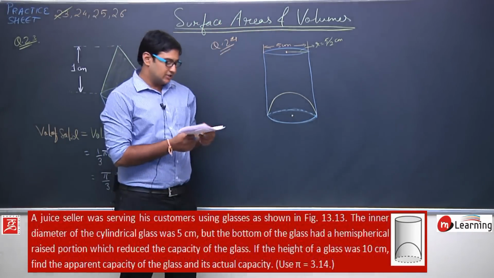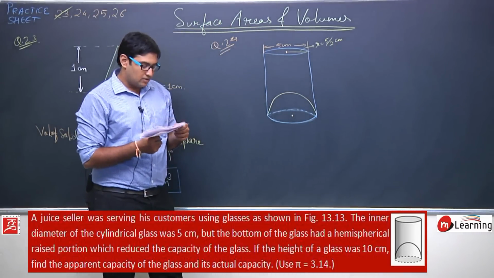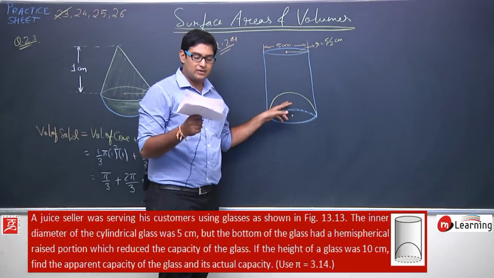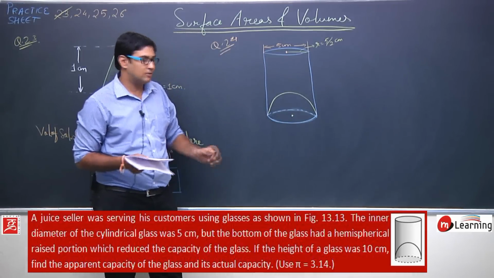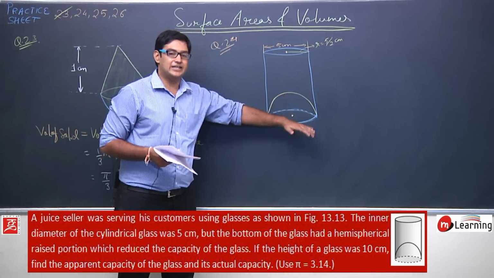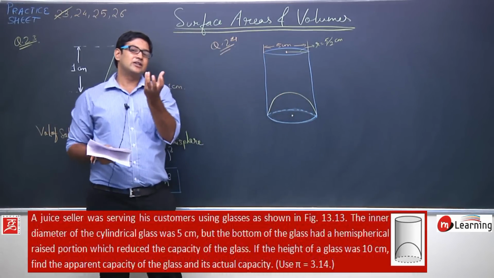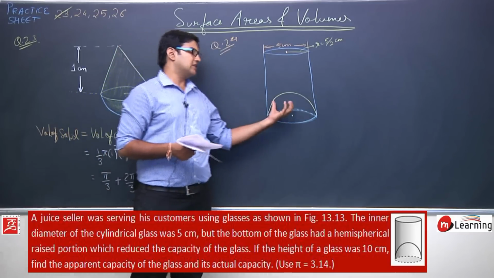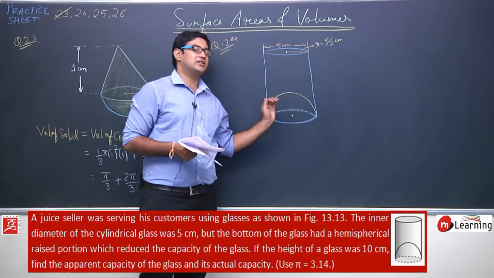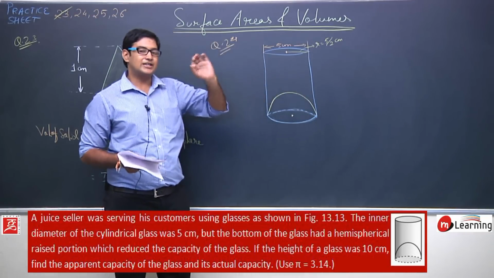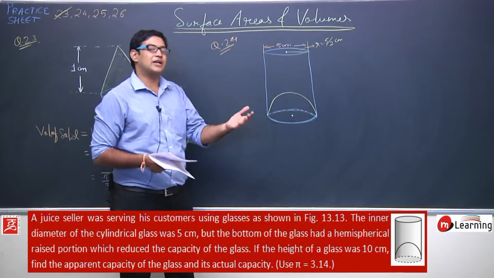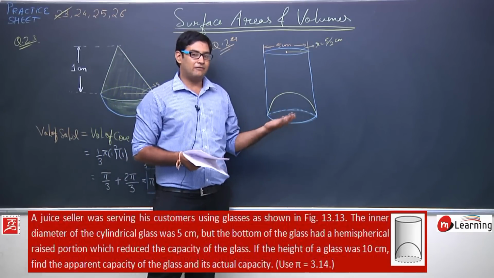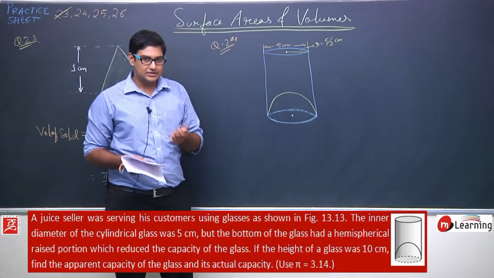So what it says is, in this glass, because of this raised hemispherical portion, the capacity of the glass is reduced. Obviously it will be reduced because this much volume will be wasted. You might have seen the glasses in which there is a design at the bottom, or a raised portion at the bottom. It is just to reduce the capacity of the glass, or maybe sometimes just to make the glass look good.